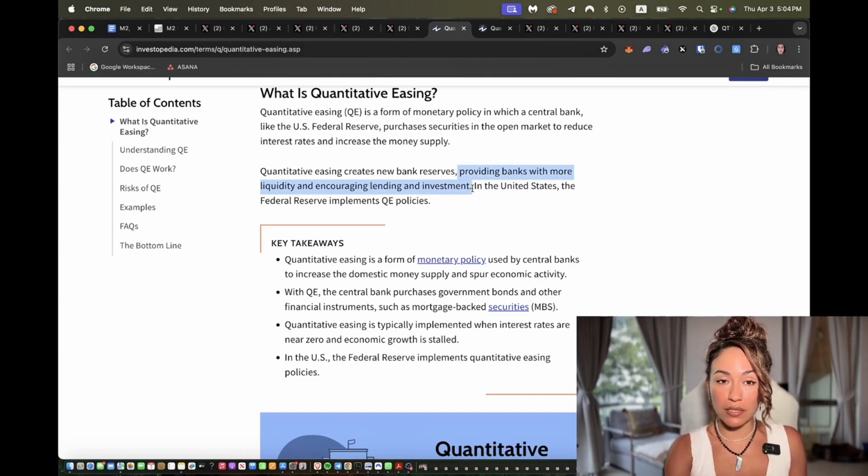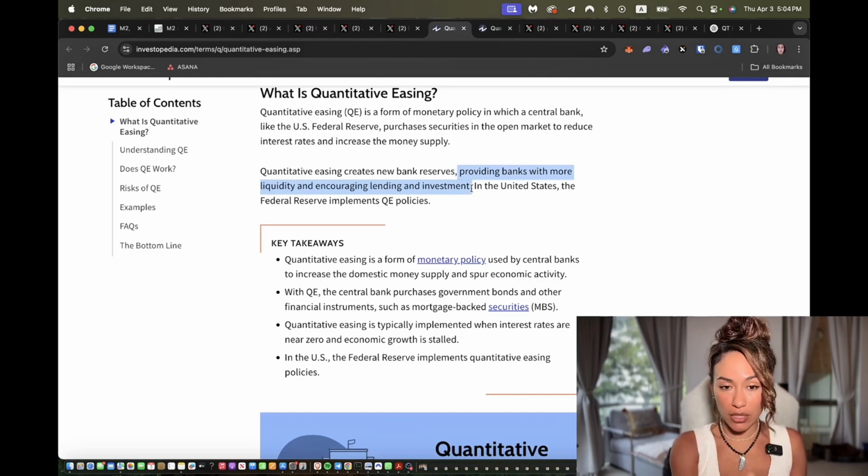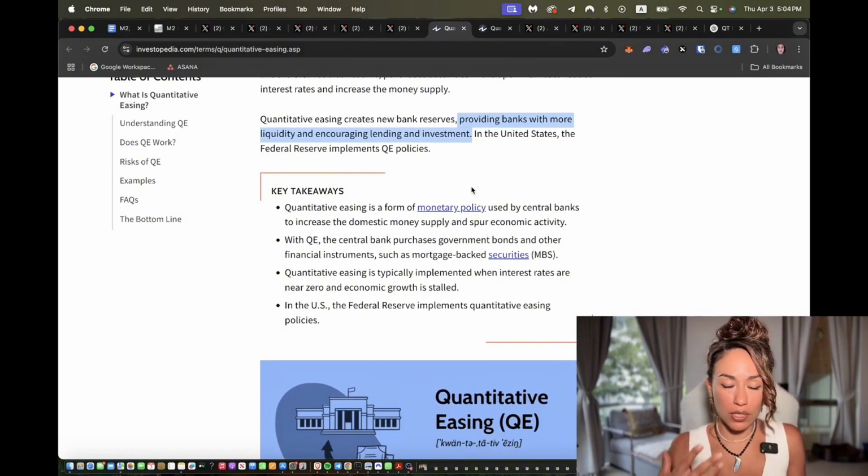So people go get business loans and then they go invest that money. So it encourages lending and investing. That's how they promote business. That's how they instigate and promote people to do business in the market. So isn't that interesting? Key takeaways.